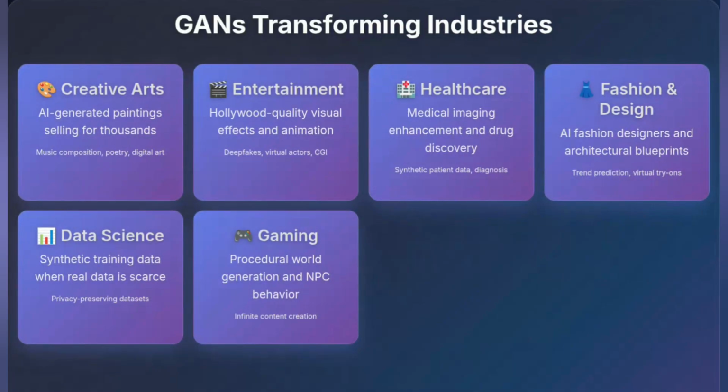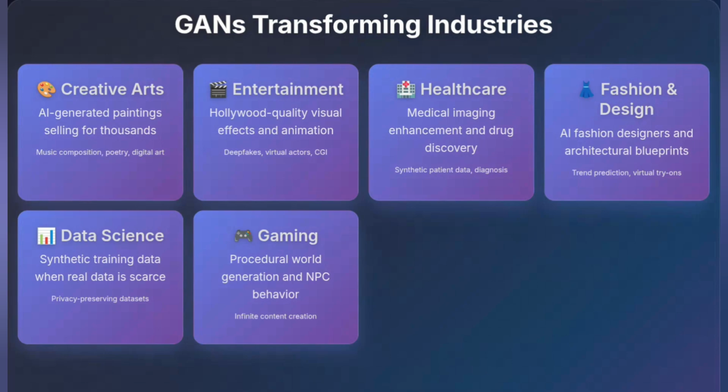GANs aren't just academic toys. They're reshaping entire industries. In creative arts, GANs are generating paintings that sell for thousands of dollars, composing music, and even writing poetry. In entertainment, they're creating realistic visual effects, and yes, deepfakes, though we need to be mindful of the ethical implications. In healthcare, GANs are generating synthetic medical data for training, enhancing medical imaging, and even discovering new drugs. Fashion designers use GANs to create new clothing designs, and architects use them to generate building layouts.